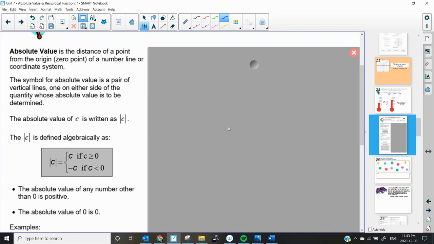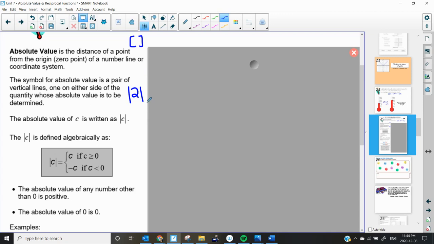Now, the symbol for absolute value is just some vertical lines, one on either side. So if I wanted to write absolute value of 2, I'd write the 2 and then up and down lines. So it's not a square bracket. There's no little ticks on either side. It's just 2 lines up and down.